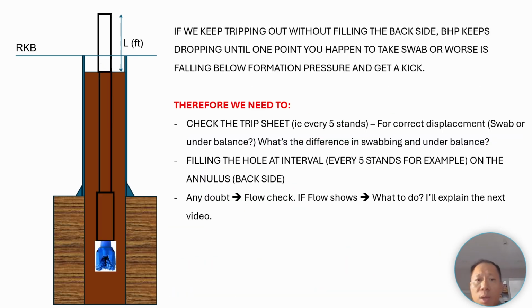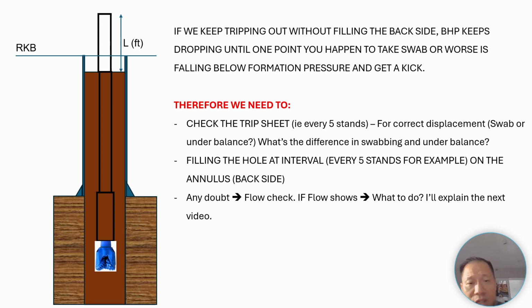Very simple. Now, the conclusion is that when you trip out dry, you have all the pipe, all the steel, out of hole, and you lose bottom hole pressure gradually. To one point, you may start swabbing, or even worse, you start getting underbalanced and get a kick. So how do you differentiate between a swab and an underbalance situation? I'll cover that in the next video.